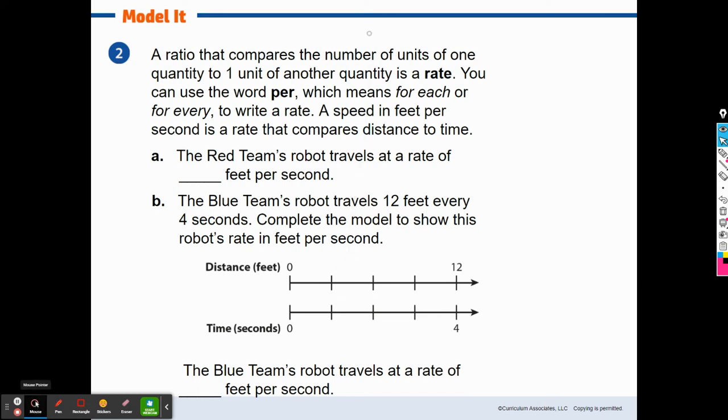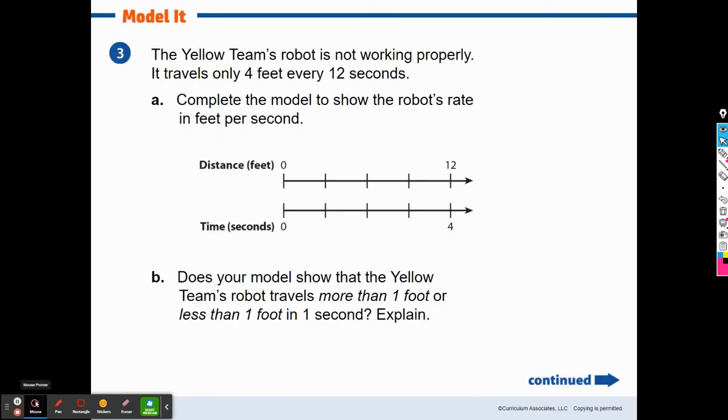If you would like to try this next one on your own at first, do that, please. Okay. All right. So yellow team's robot is not working properly. It only travels 4 feet for every 12 seconds. Now I will tell you there was a typo here. So this is feet. It should be 4 feet every 12 seconds. All right, because remember, their robot is messed up. So 0 to 4, there's 4 marks, so we're counting by ones. 1, 2, 3, 4, right? 0 to 12, there's 4 marks there, so 12 divided by 4 is 3, so we're counting by threes.